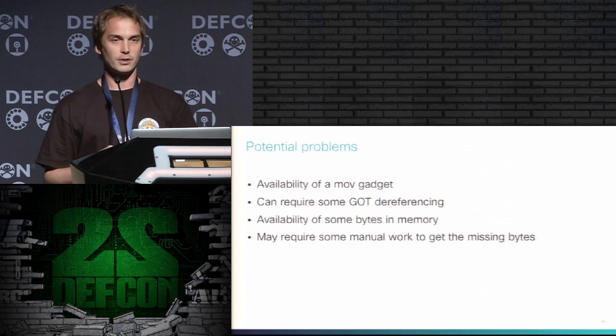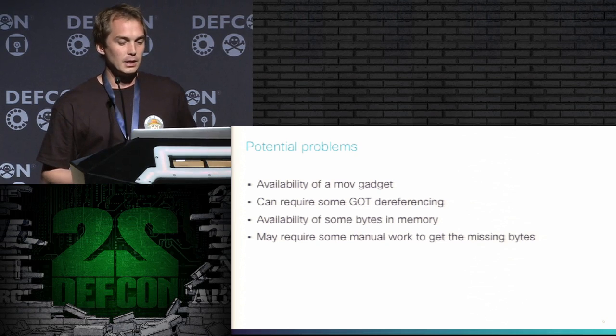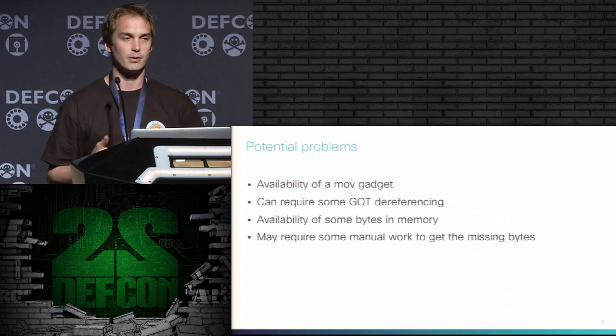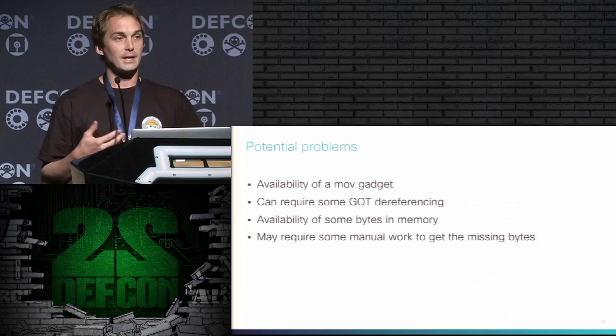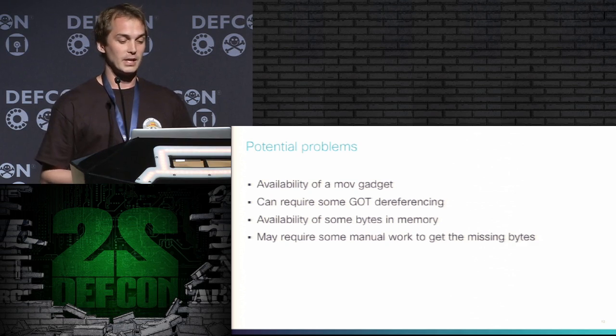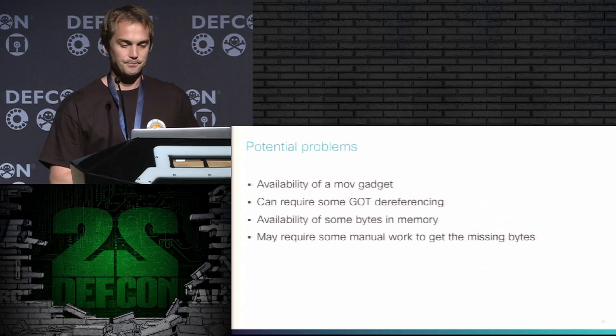It can require some GOT dereferencing, which I won't speak too much about, but that's if you want to call a particular function. Also, you're expecting some bytes to be available in memory. Typically in shellcode, you're going to look for 0x80 for your interrupt number. You're expecting that number to be in memory, because otherwise you're not going to be able to build your shellcode. If that number is not there, it generally requires some manual work to get the missing bytes.